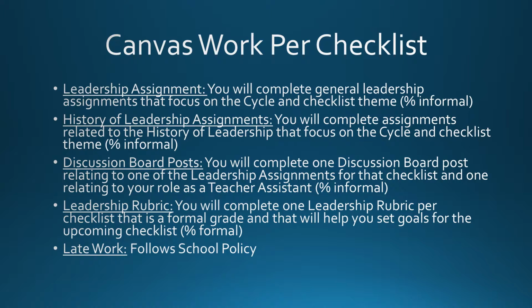The last Canvas work for the checklist will be a leadership rubric. The leadership rubric is really an integral part of this class. This is a leadership class, and so your leadership rubric you'll complete once per checklist as a way to really see where you are with your leadership. And it's always going to relate to the cycle and to the checklist sub themes. It'll relate to your work in Canvas. It'll relate to your work as a teacher assistant. And these, because it's leadership, are going to be formal. So these are a percent formal grade in PowerSchool.